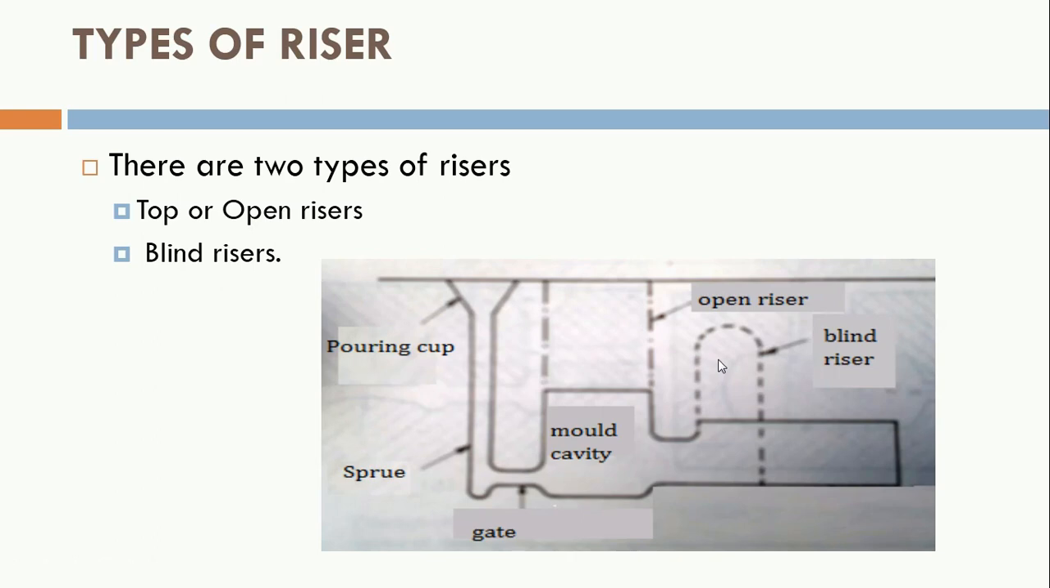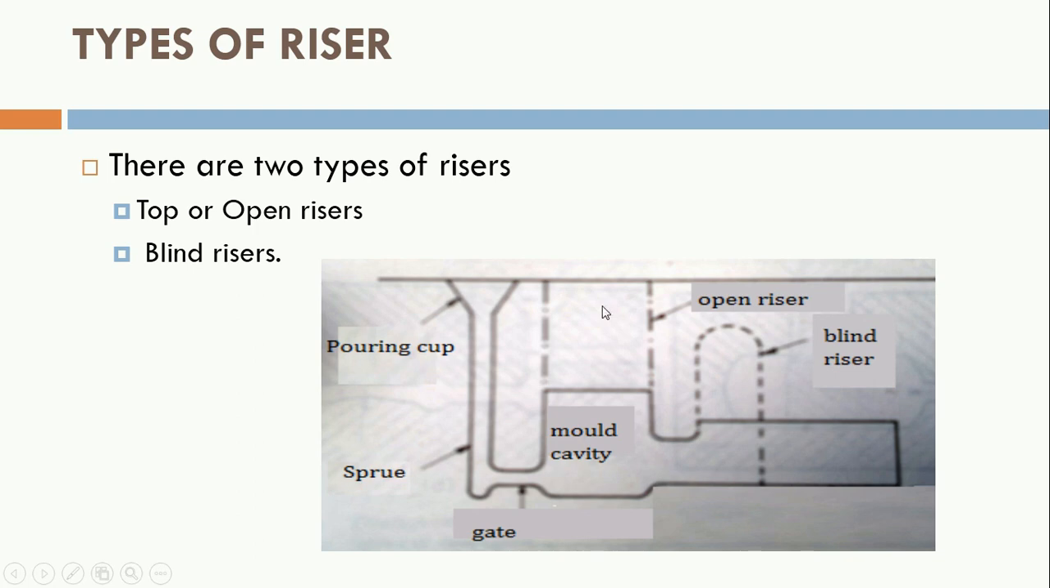Now you can see in the sketch that the open riser is open to the atmosphere, and this blind riser is surrounded by molding sand. You can see this blind riser is also called a closed riser, because this blind riser is not open to the atmosphere. This open riser is open to the atmosphere.